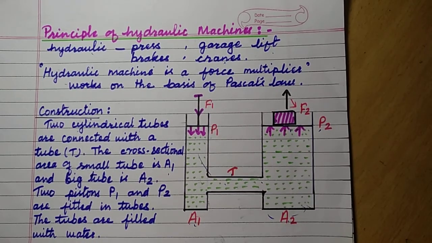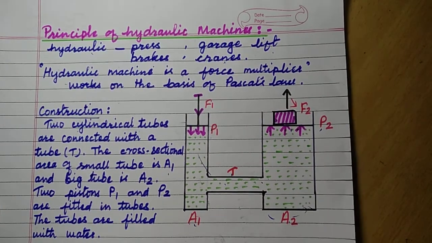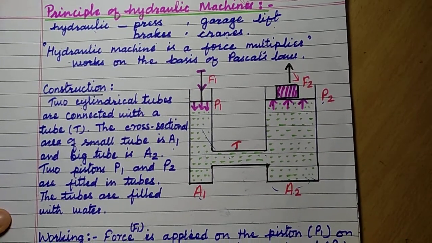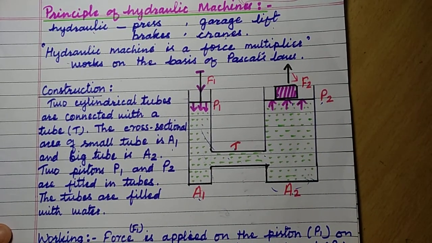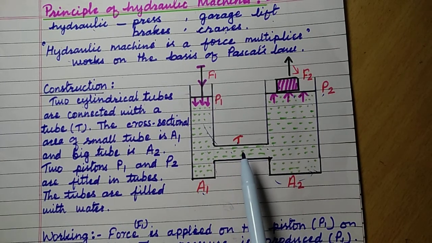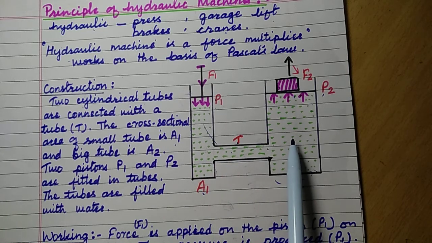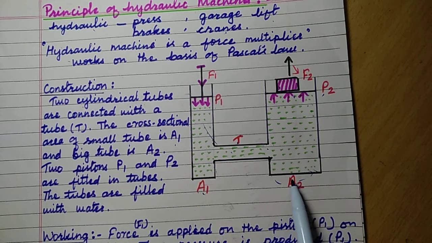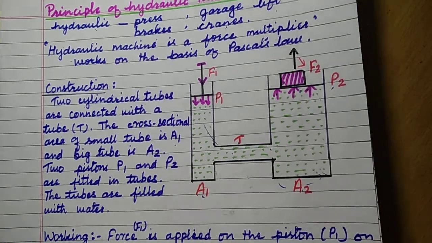Now, principle of hydraulic machines. How does a hydraulic machine work? That is the principle. So first of all, you need to know the construction. Construction is very simple. You need to have two cylindrical tubes, one is smaller and the other one is bigger. The smaller tube has cross-sectional area A1. This is the smaller one, A1. A2 is the bigger one, bigger cylinder.